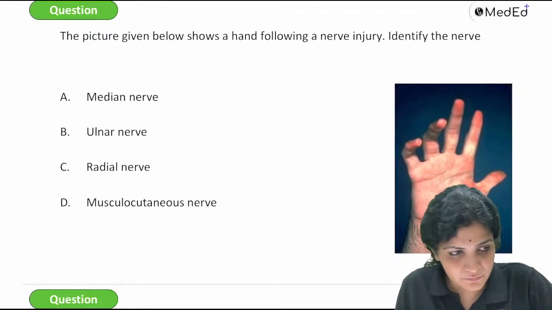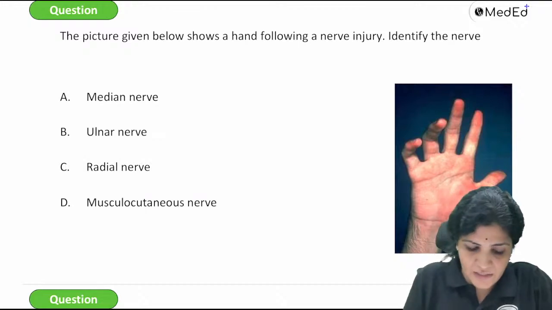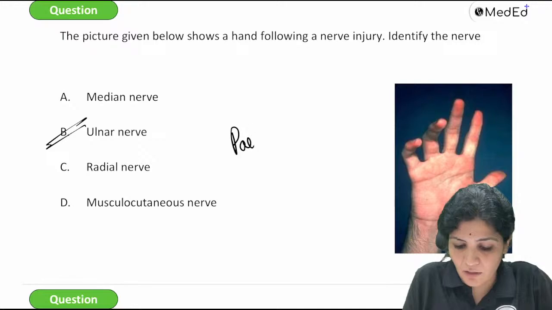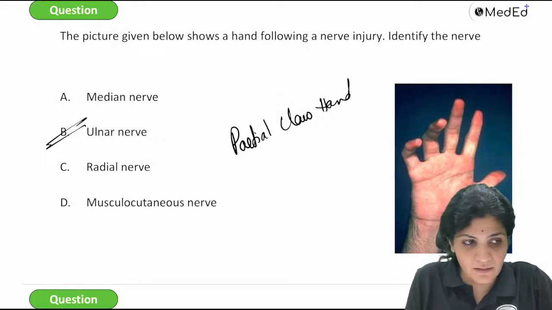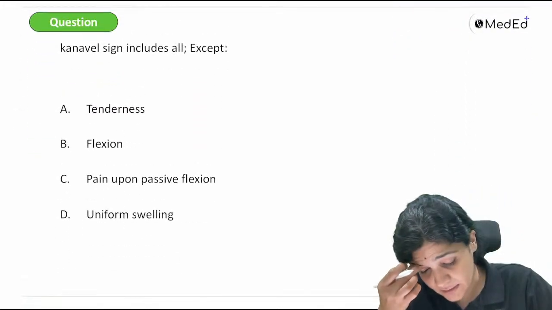This one, yes, very good. This is a partial claw hand. We have discussed so much in detail yesterday. So the answer here is the ulnar nerve. This is the partial claw hand. What is the answer of this?